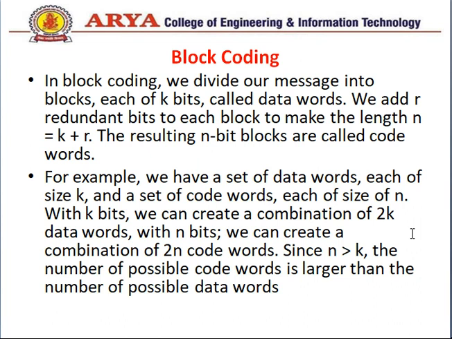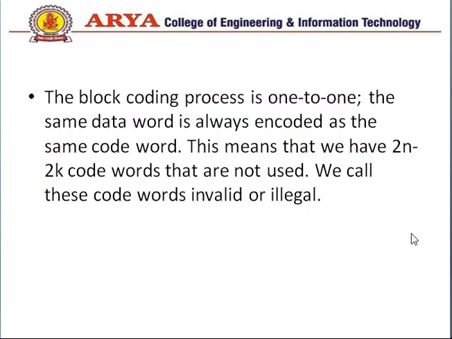For example, we have a set of data words, each of size k, and a set of code words, each of size n. With k bits we can create a combination of 2^k data words. With n bits we can create a combination of 2^n code words. Since n is greater than k, the number of possible code words is larger than the number of possible data words. So this is how we can create the code words.